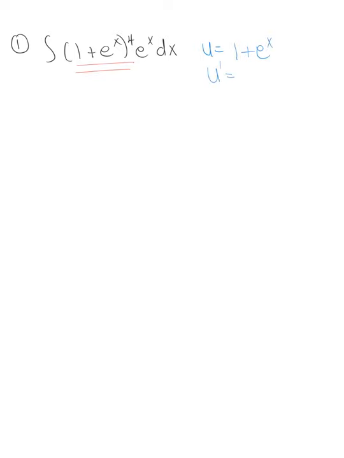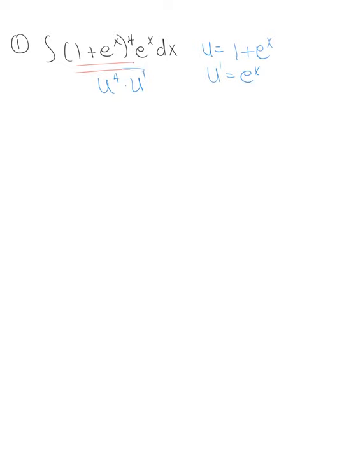If that's the u, then the corresponding u prime that goes with that is just e to the x. Look at it. The derivative of 1 is 0, and the derivative of e to the x is e to the x. So looking back at my original integral here, I see that this part is a u to the 4th, and this is a u prime.